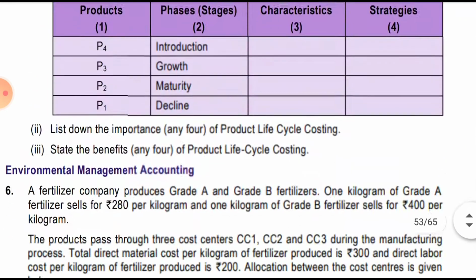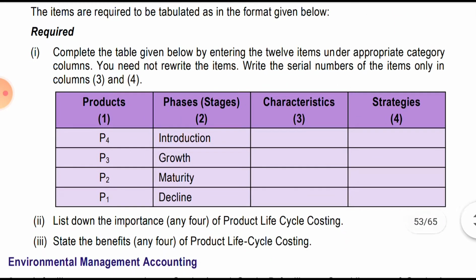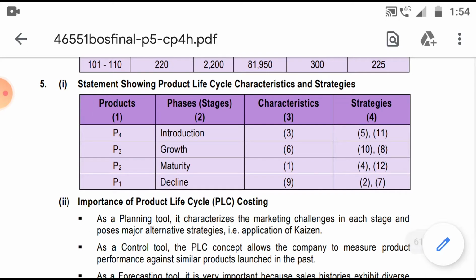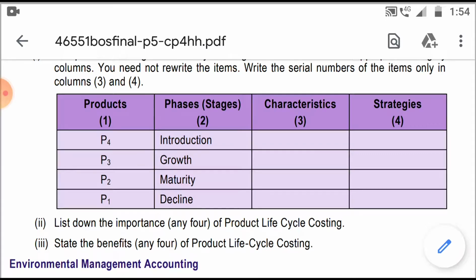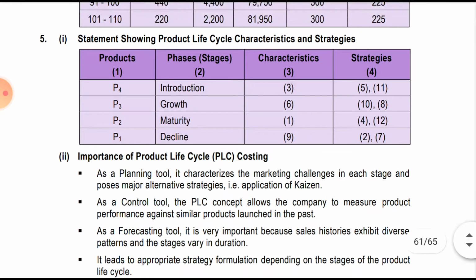What they have given is that the items are required to be tabulated as given below. We have to present the answer in this tabular form. See how they have given the answer: characteristics and strategy. This table they have prepared only for characteristics and strategy, but we only have to write the numbers, that which point relates to characteristic and strategy of which specific stage, introduction or growth. So you can complete this, filling in the numbers based on the concepts which we have discussed.